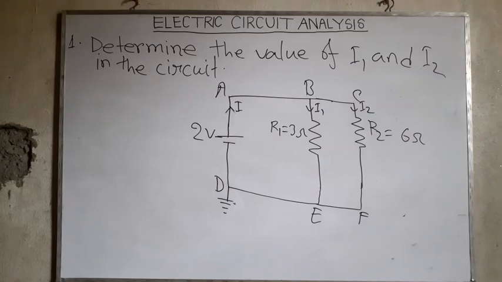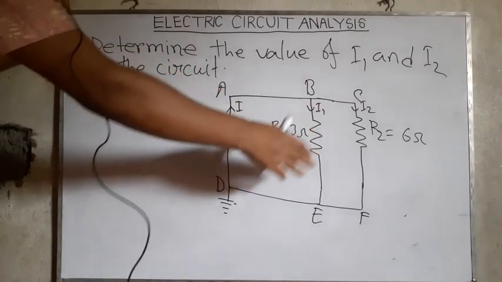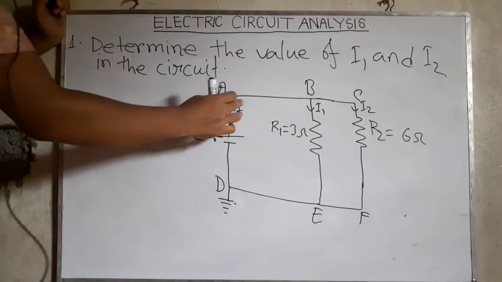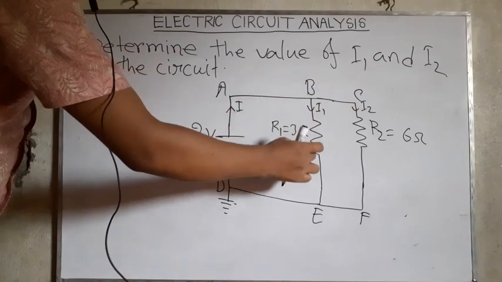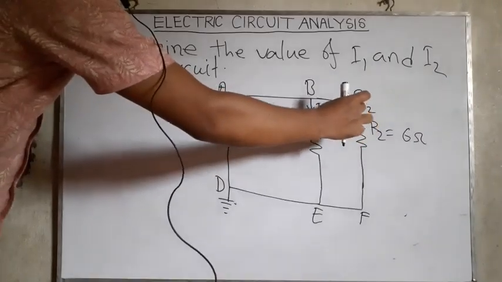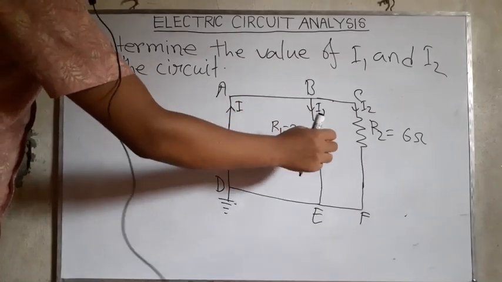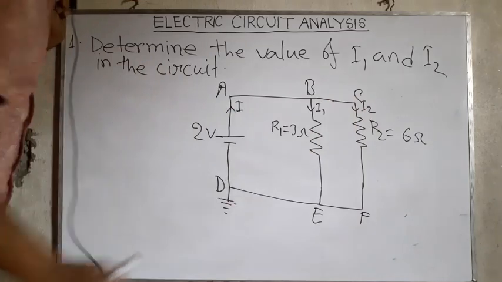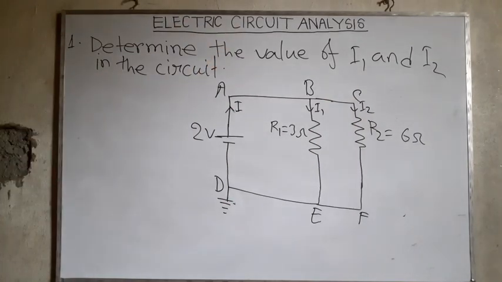Now we will analyze this circuit. Determine the values of I1 and I2 in the circuit. The current flowing through this circuit is the total current I. Here I is divided into two parts. One part is through resistance R1 and another part is through resistance R2. The current flowing through resistance R1 is I1 and the current flowing through resistance R2 is I2. We have to determine the values of I1, I2 and also we can determine the value of I.